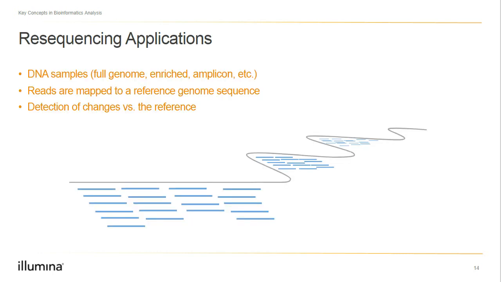Now that we understand what's in our FASTQ file, let's talk about resequencing applications. Resequencing applications refer to alignment or mapping the reads to a reference genome. After alignment, we then perform variant calling or detecting where the samples differ from the reference genome. When we say resequencing, we typically refer to whole genome or whole exome sequencing. Targeted resequencing, like in amplicon or enrichment workflows, refers to performing alignment and variant calling on a very specified region or regions of the genome.